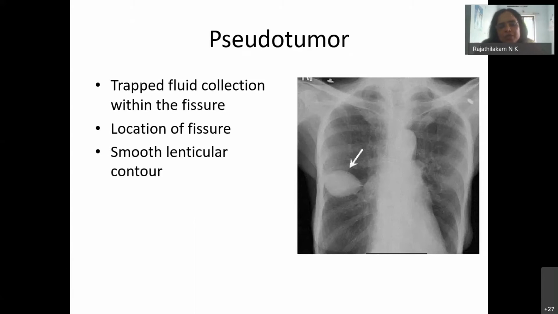This is a pseudo tumor, usually seen in cardiac failure and similar conditions. It is trapped fluid collection within the fissure. This is the fissure. A smooth or lenticular contour is there. This is the pseudo tumor.